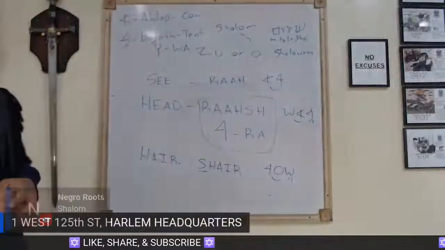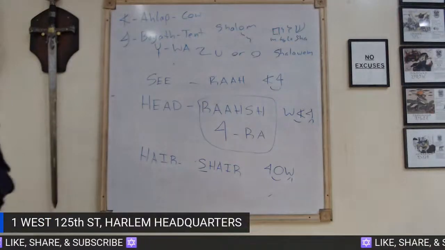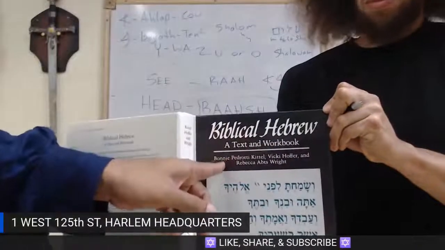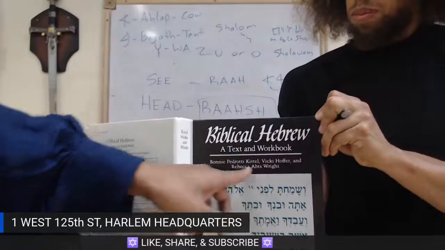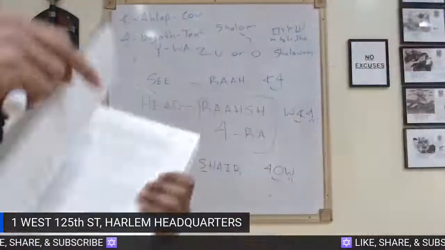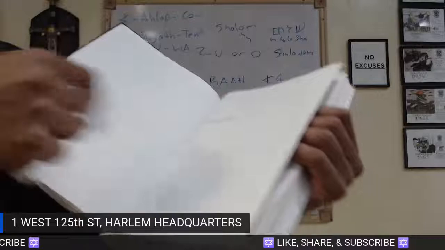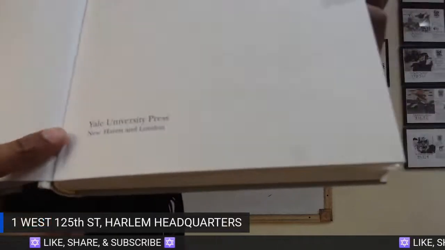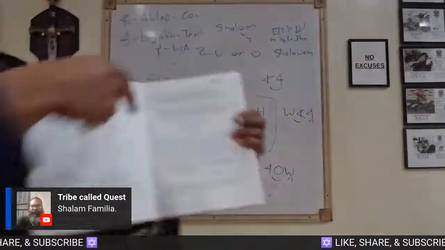Show them the book that we're about to read, right? This is not a book we made up ourselves. This is the biblical Hebrew textbook, right? The authors, Ben Kajani, Kittle, Vicky Hoffer, Rebecca Ash, right? White people, right? I have to say that to make sure, because that's how people don't believe black people. So I gotta say white people, right? This is from Yale University, right? It's nothing we made up.